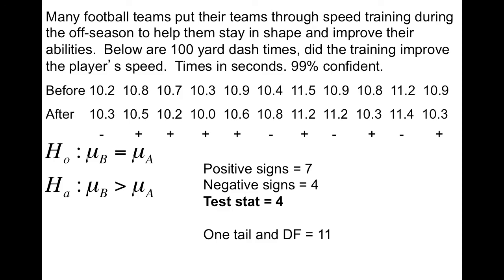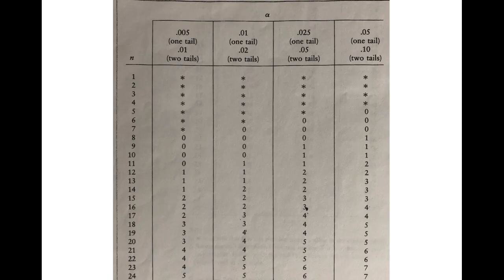So now if you go to your chart, we're looking at one tail. Alpha level is 0.01, so we're looking at this column here, the second column, 0.01, one tail. Degrees of freedom was 11, so it goes across to 11. Our critical value is 1.